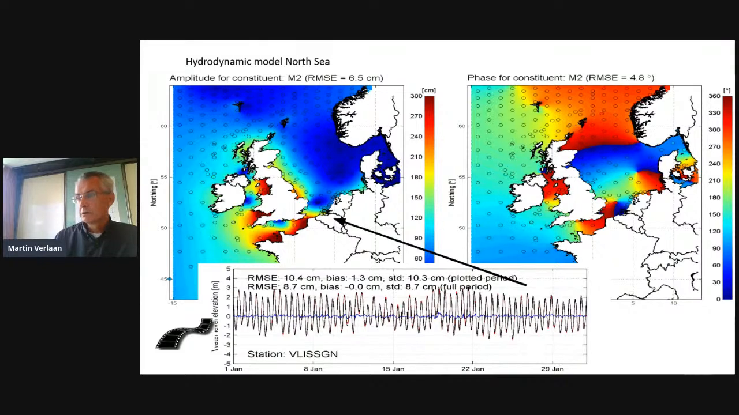And in the upper graph, you can also see in many locations where we have observations, with the colors, you can see the model values in the back. In this case, this is the amplitude of the main constituent. And you can see the observed values within the circles. And so that gives some idea of model performance and comparison to observations.